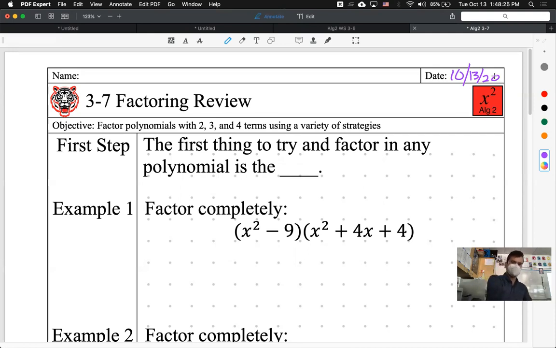So where do I begin? The first thing, and always the first thing that you're going to try to do, is to factor out the what? Everyone should be raising their hand. Everyone says, yes, Josie. The GCF, there it is. It's always, always, always our first step.